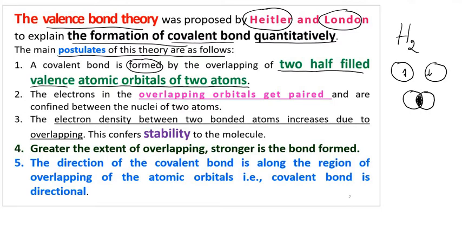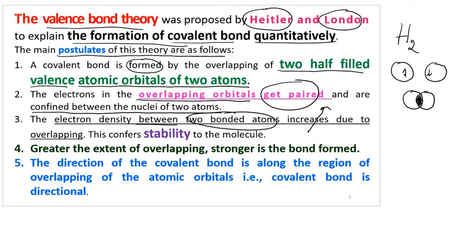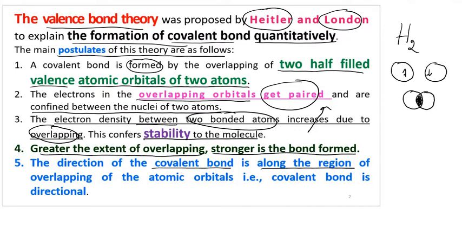The second postulate, if you see: the electrons in the overlapping orbitals get paired and are confined between the nuclei of the two atoms, right? The third point is that the electron density between the two bonded atoms goes on increasing due to the overlapping. Thus this confirms the stability of the molecule. The greater the extent of overlapping, stronger will be the bond formed. And the last point is that the direction of the covalent bond is along the region of overlapping of atomic orbitals. It reveals that the covalent bond is directional, whereas ionic bond is non-directional.